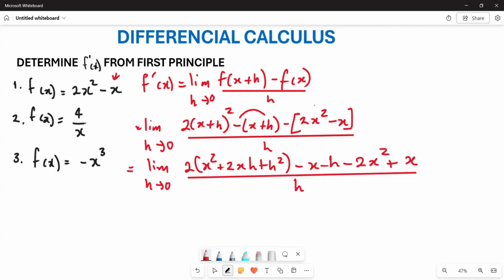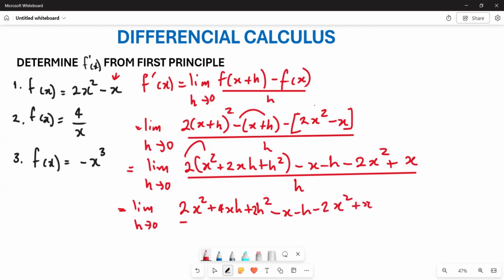Now this is going to be the limit as h approaches 0. 2 multiplied by x squared is 2x squared. 2 multiplied by 2 is plus 4xh. 2 multiplied by h squared is plus 2h squared. Then subtract x, subtract h, subtract 2x squared plus x. This is divided by h, altogether.